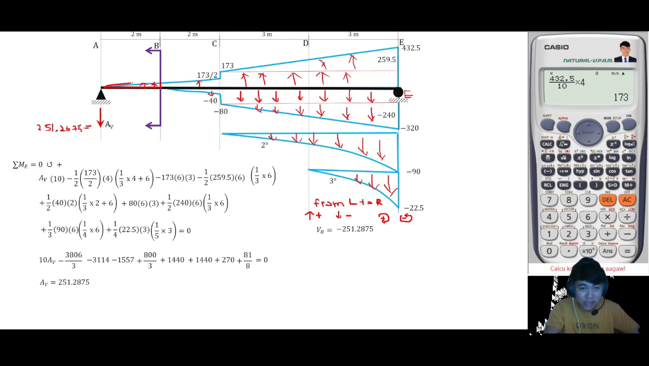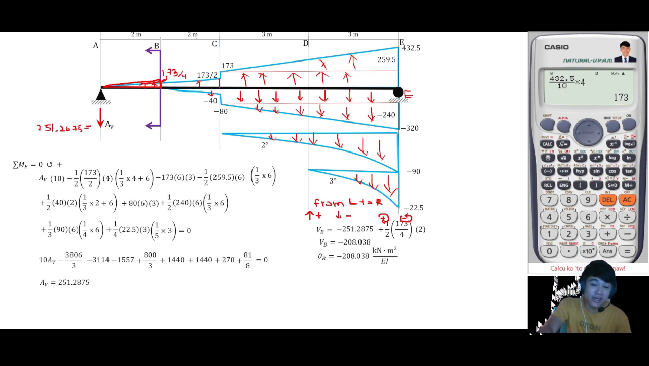We don't know yet the intensity of this. However, by ratio and proportion, if this is 173 over 2, this will be 173 over 4, the intensity of this point. Okay, yung height niya, 173 over 4. So, upward yan. So, plus 1 half of 173 over 4 times 2. Therefore, the shear at B is negative 208.038. And that shear at B is also the slope at B, which is also a negative slope. Again, a negative slope is a clockwise rotation.